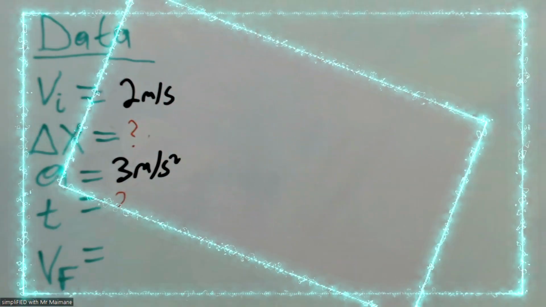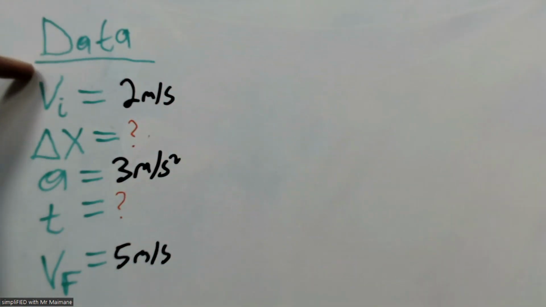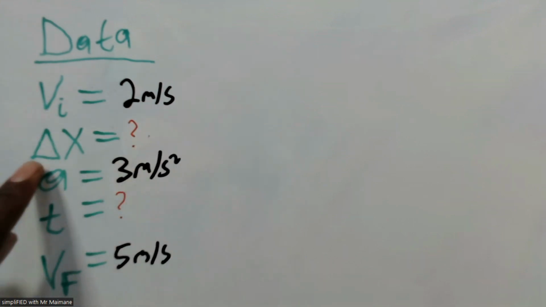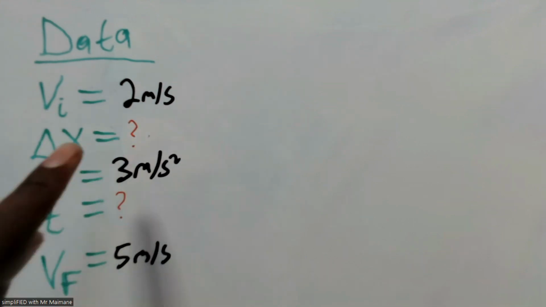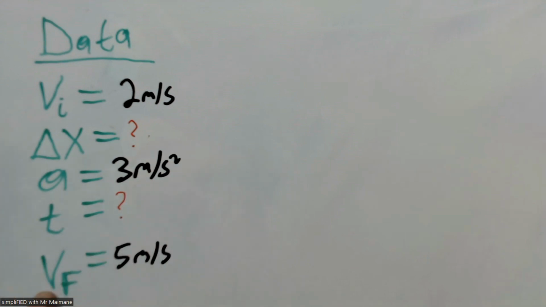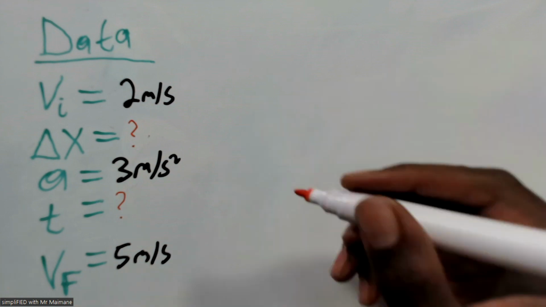Let me write it down and show you what I mean from our given equations of motion. Think of it like this. For scenario number 1, suppose I'm given this in my data. The initial velocity is 2 meters per second. The change in distance, I don't know. My acceleration is 3 meters per second squared. I don't know the time, but the final velocity is given to be 5 meters per second.